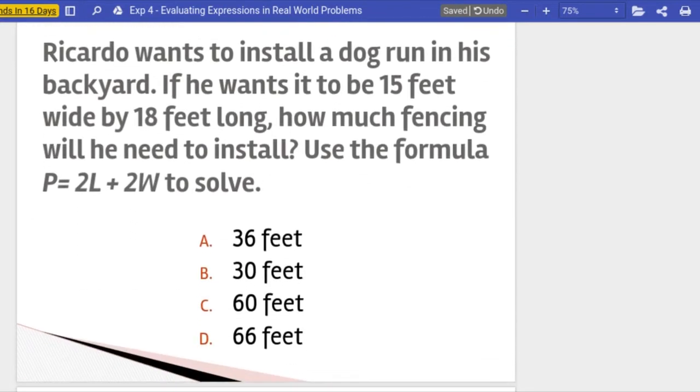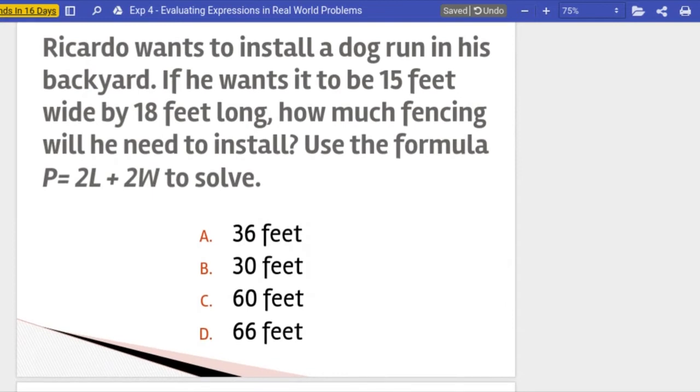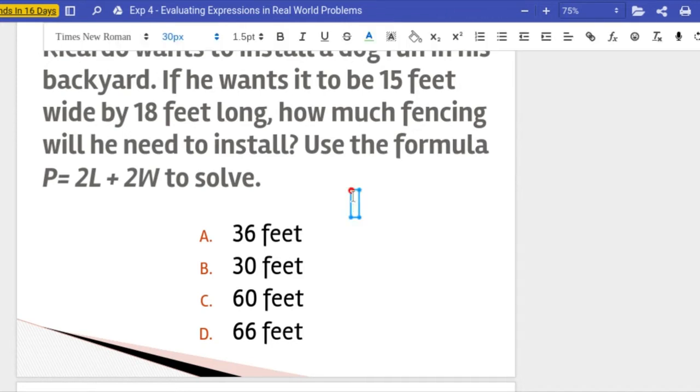All right, let's try another one. Ricardo wants to install a dog run in his backyard. If he wants it to be 15 feet wide by 18 feet long, how much fencing will he need to install? We're going to use that same formula that we're looking at perimeter, and the perimeter is 2 times the length plus 2 times the width. And I know what the length and width are, so I just need to substitute them in.